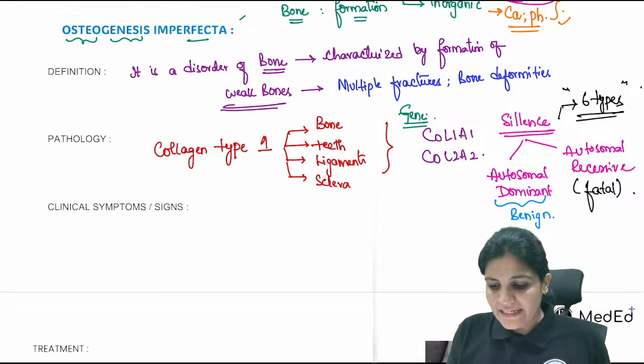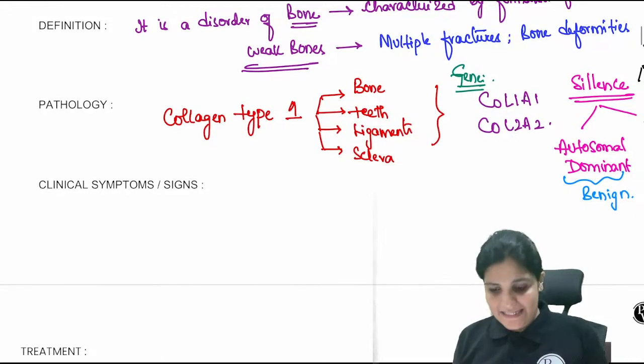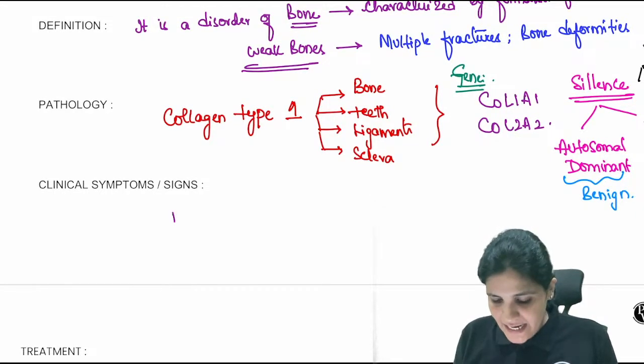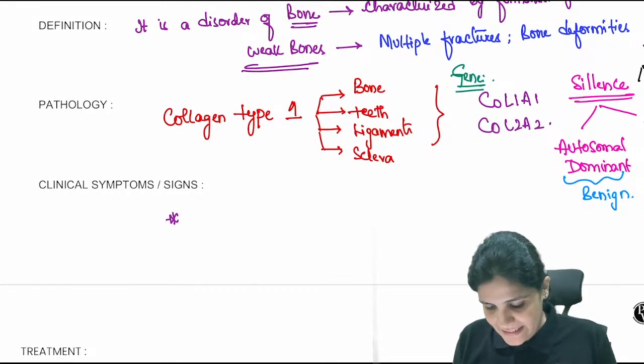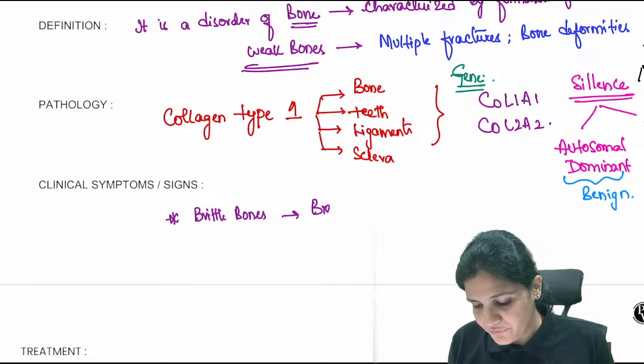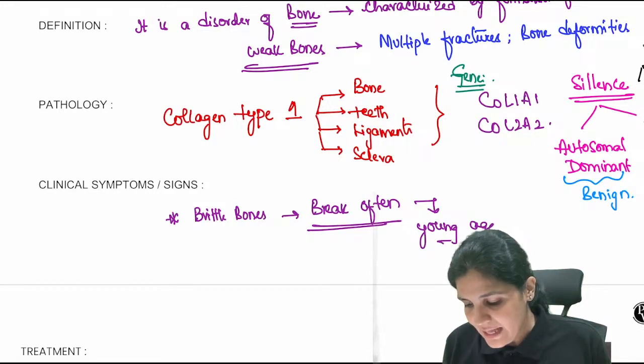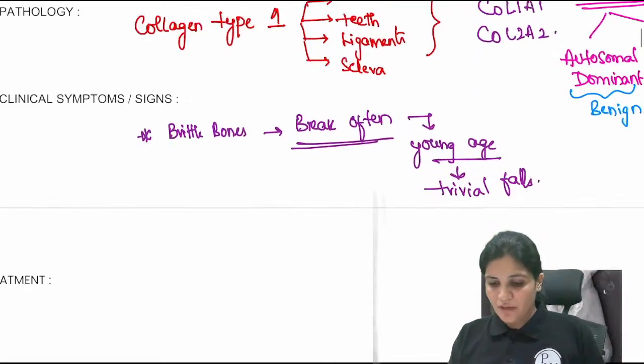Right? Now the clinical signs and symptoms. As we have already discussed, the patient usually has very brittle bones, and these bones break often. You can see this from a very young age, even with a trivial fall. So that is what you have to remember.